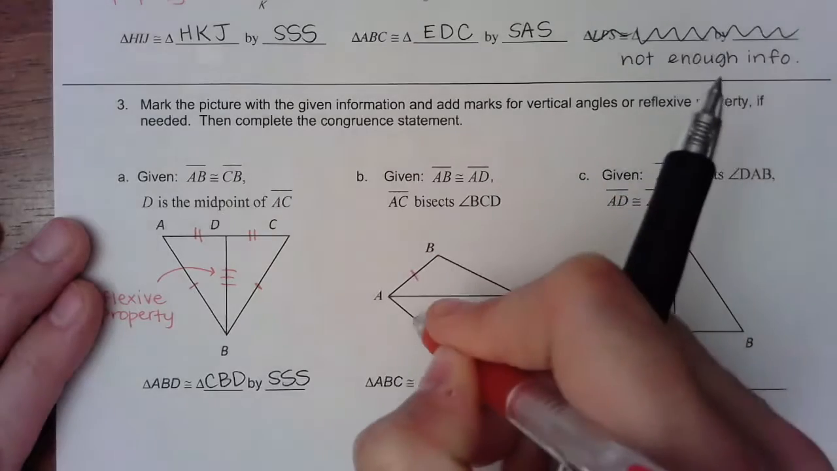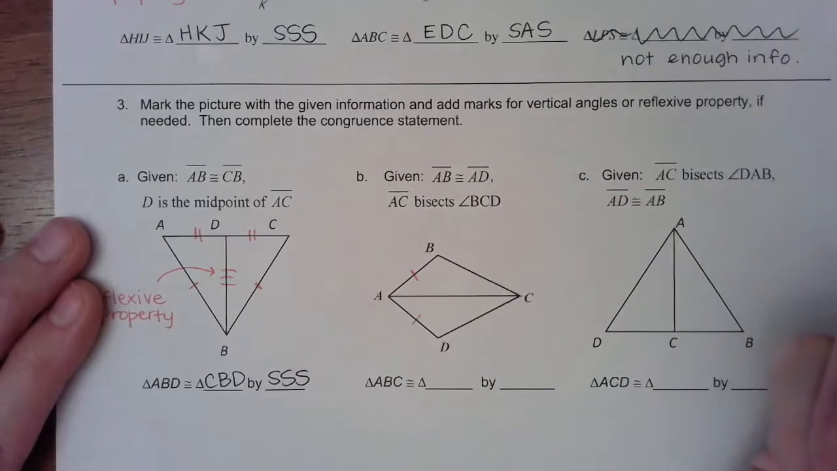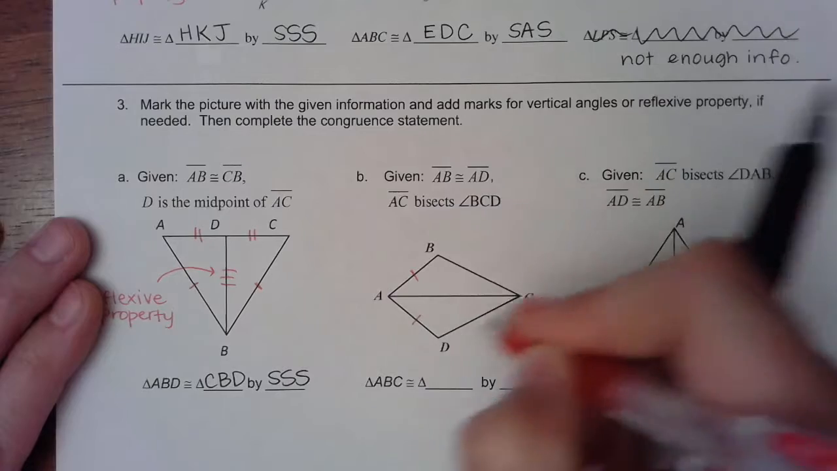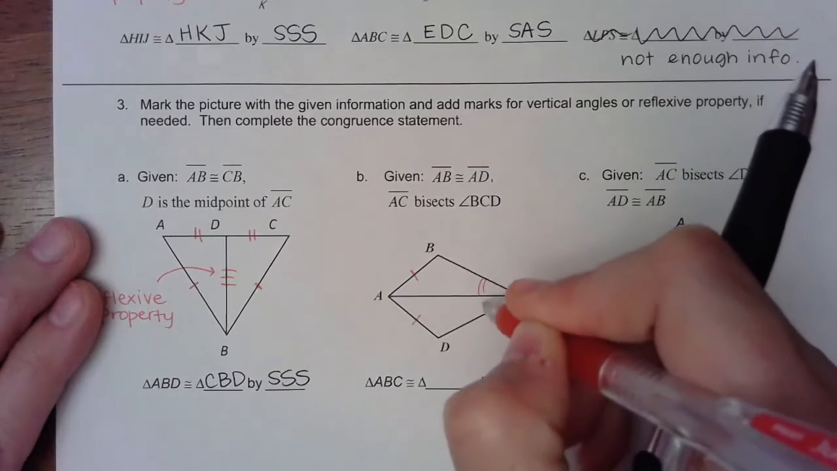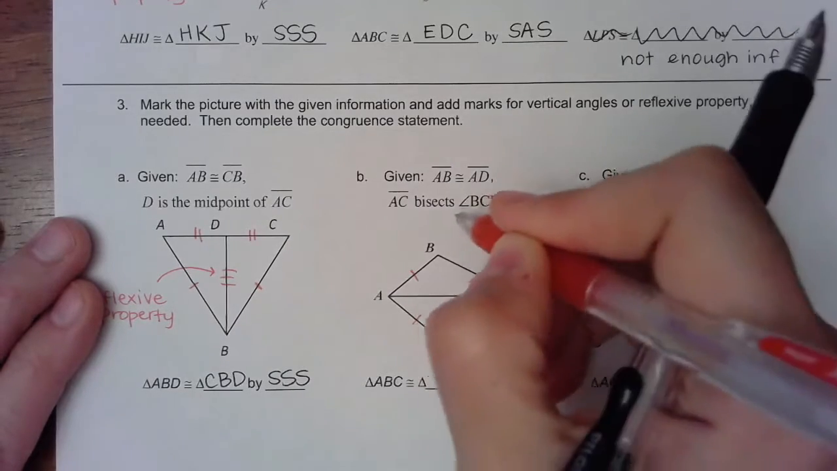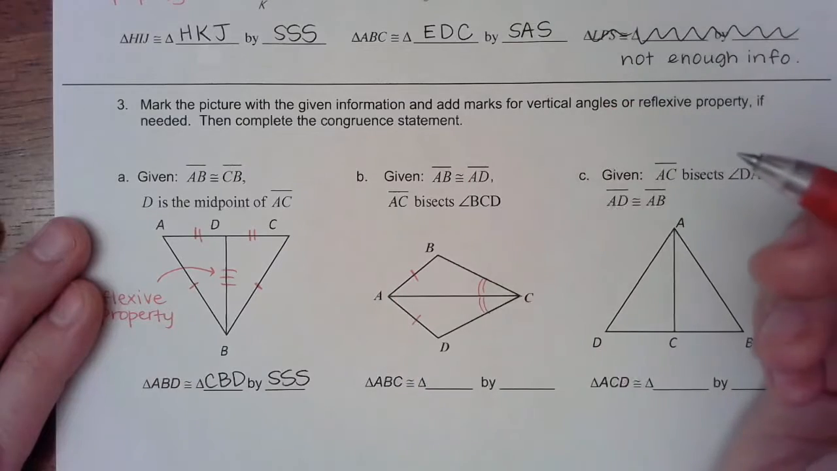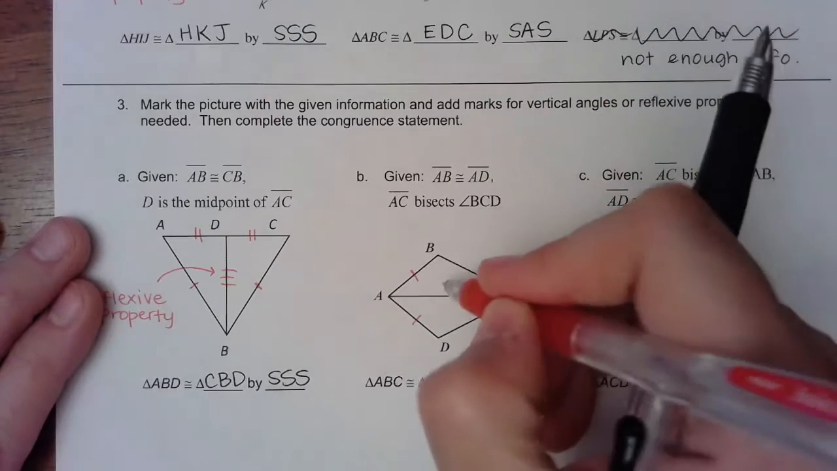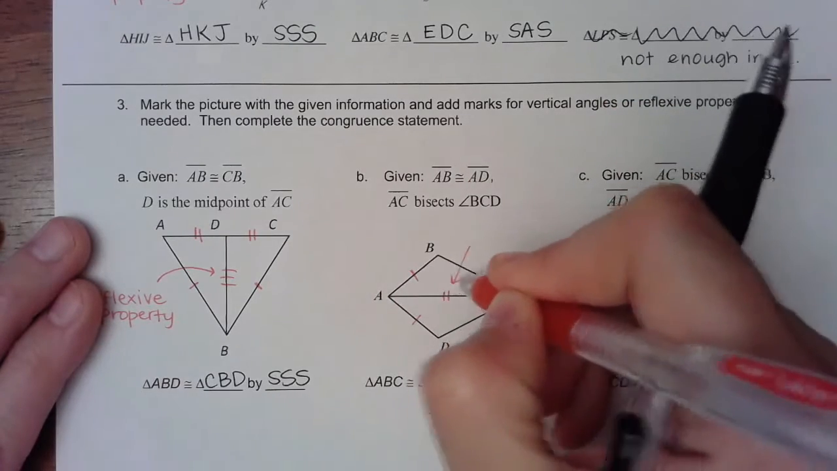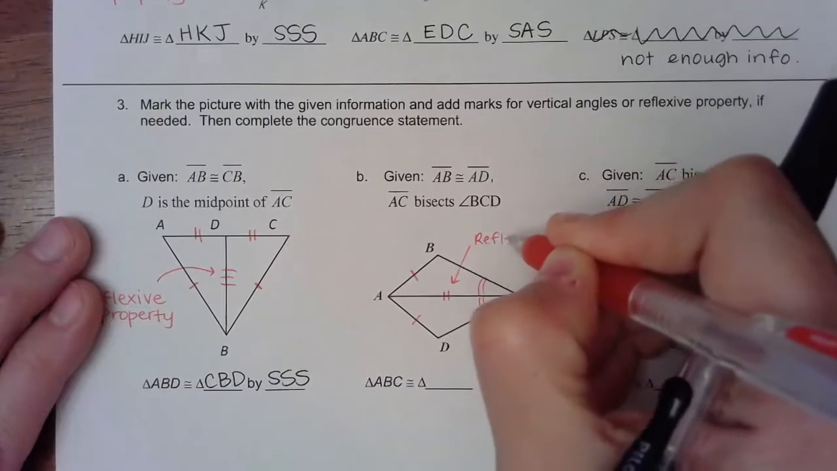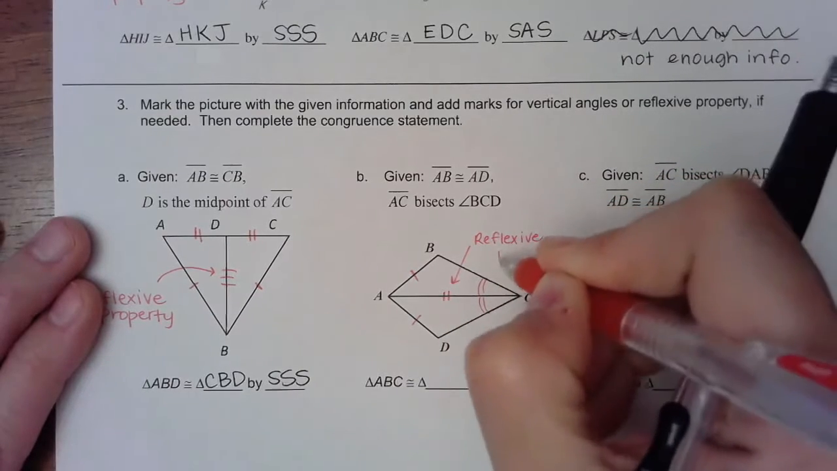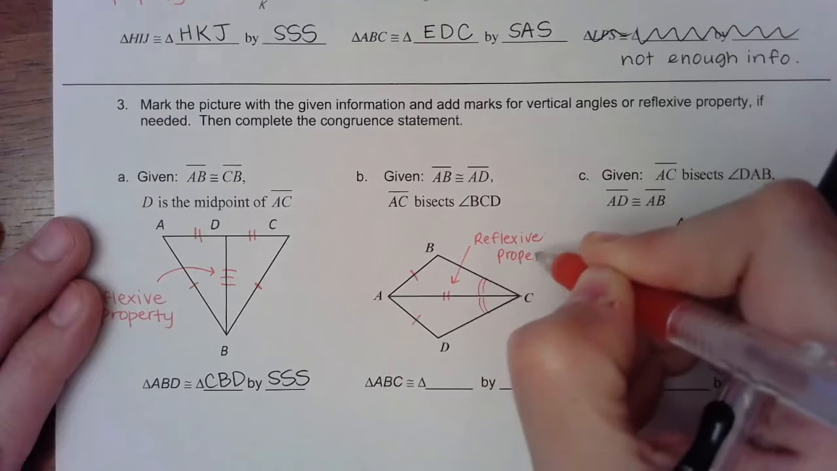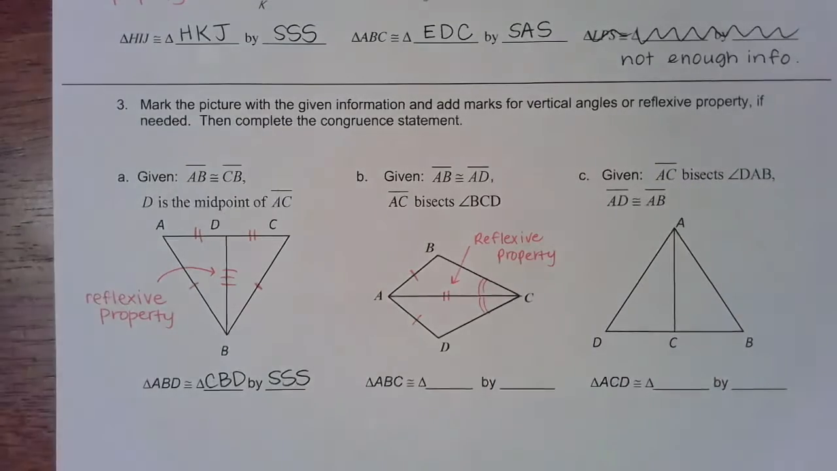AB is congruent to AD. It says side AC bisects angle BCD. That means that this piece of the angle is congruent to this piece of the angle, because remember, bisect just means it cuts it in half. And then, because of the reflexive property, we can mark the picture here and say that that side is congruent to itself. And so we do not have enough information to conclude on this one.